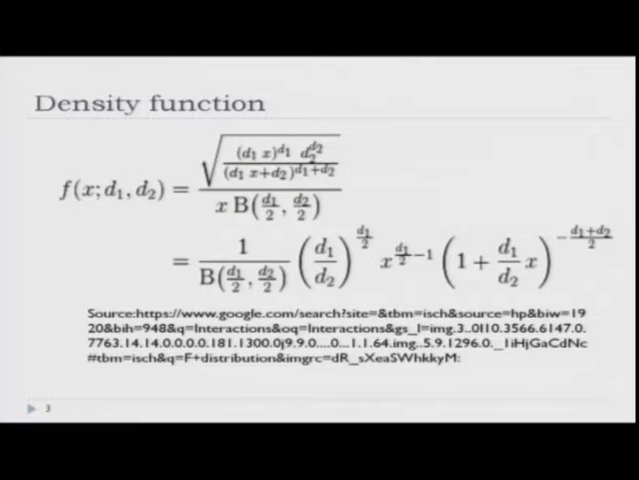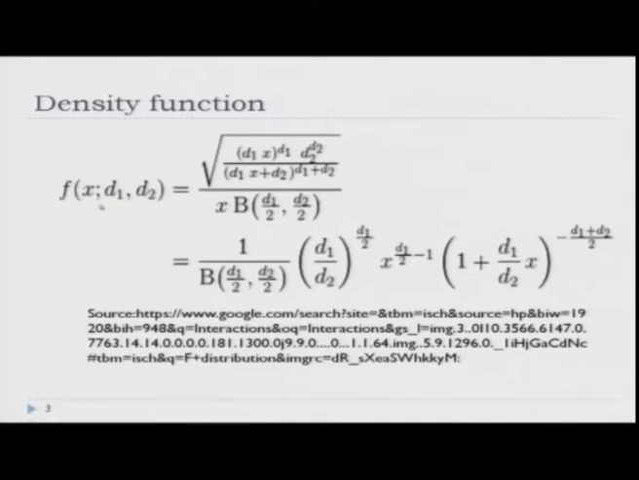So, the probability density function f(x; d1, d2) shows the probability density function of sigma 1 square divided by sigma 2 square, where d1 is the degrees of freedom of the numerator sigma 1 square, and d2 is the degrees of freedom of the denominator, which is sigma 2 square. So, there are 2 degrees of freedom associated with f.